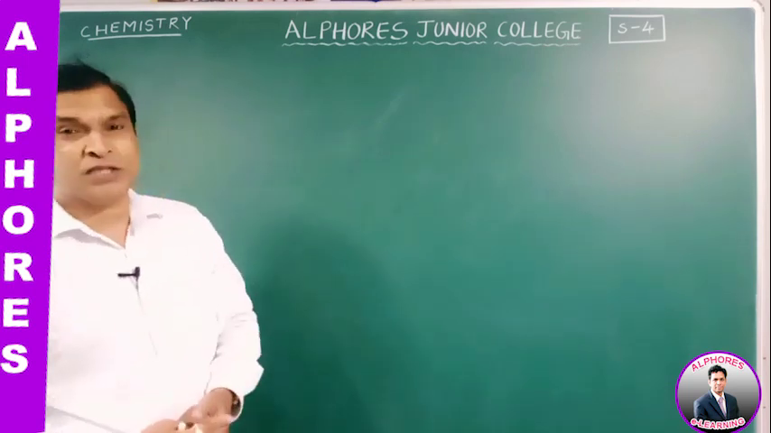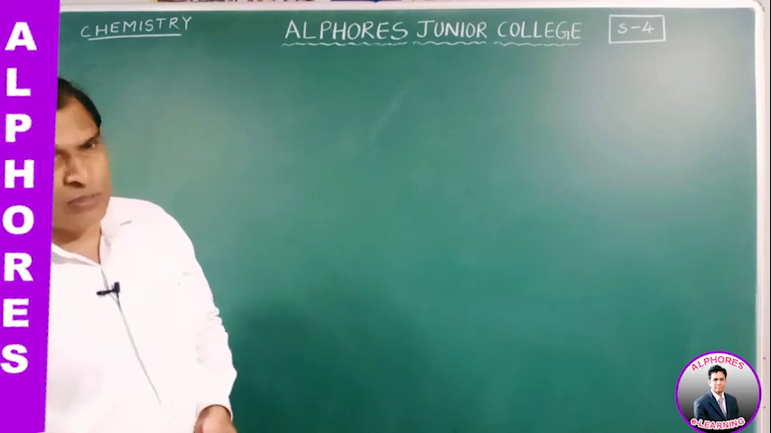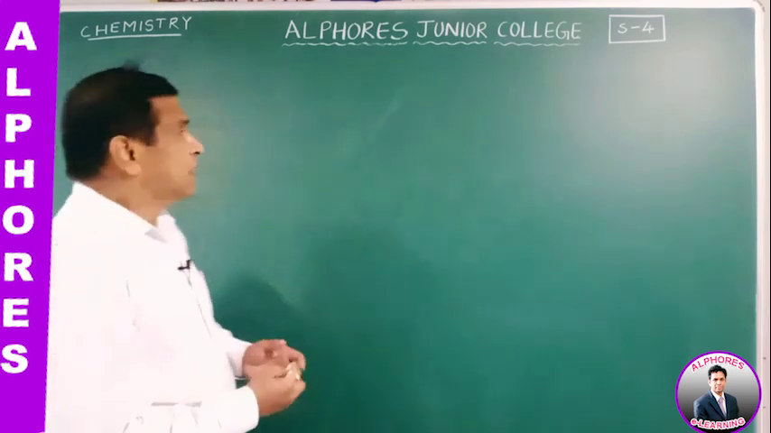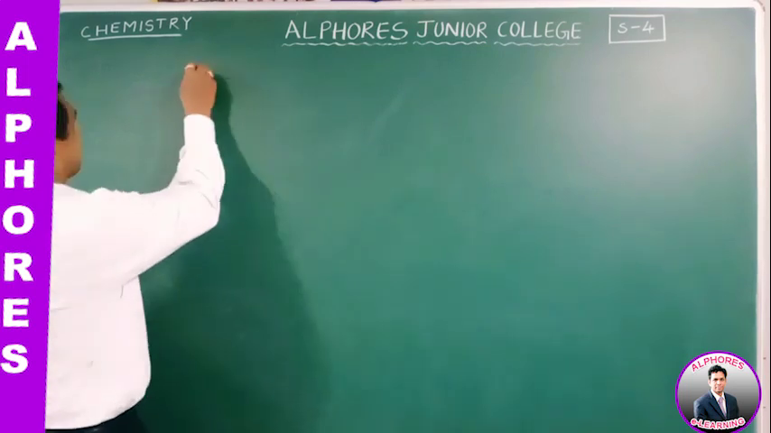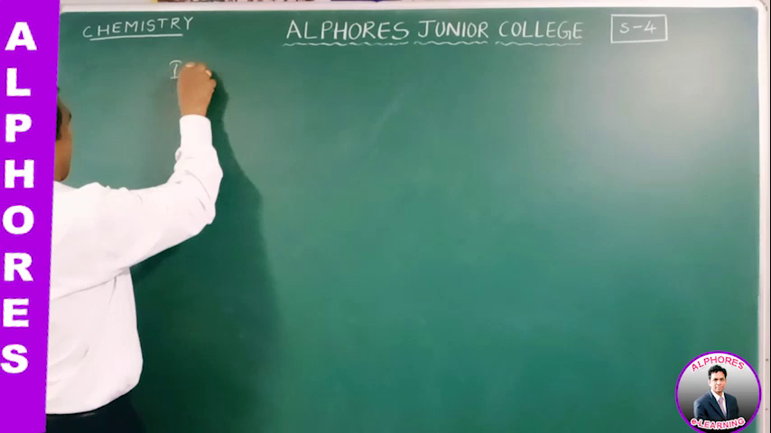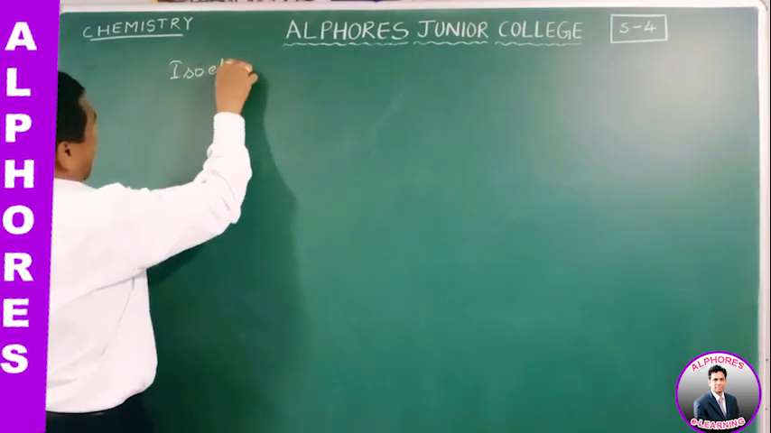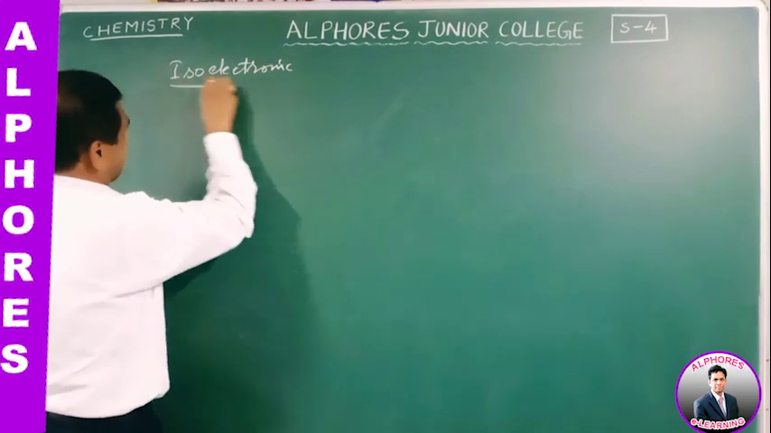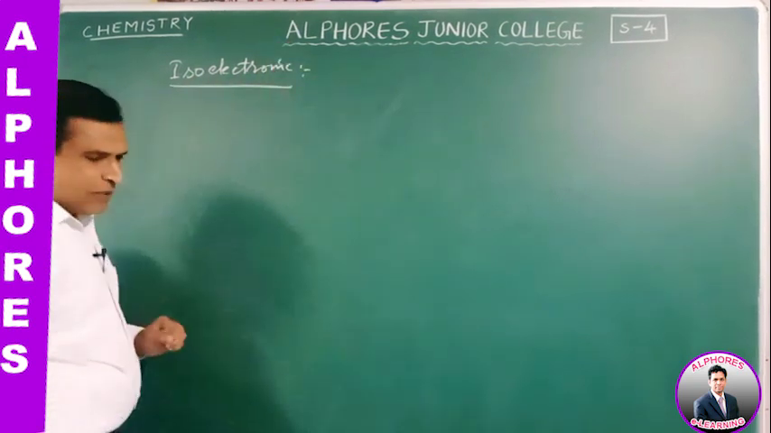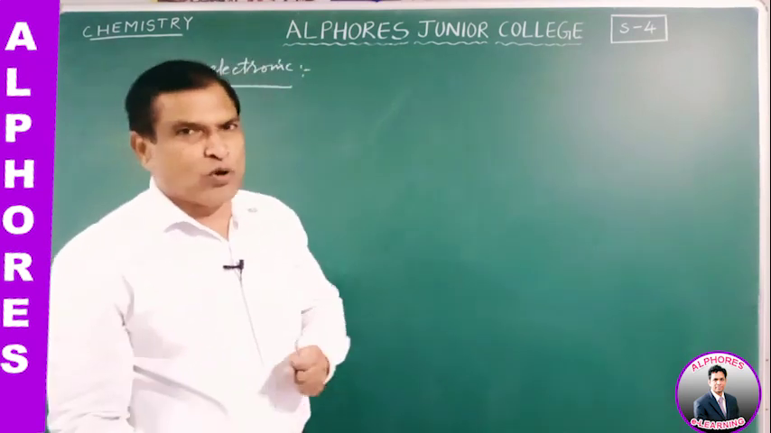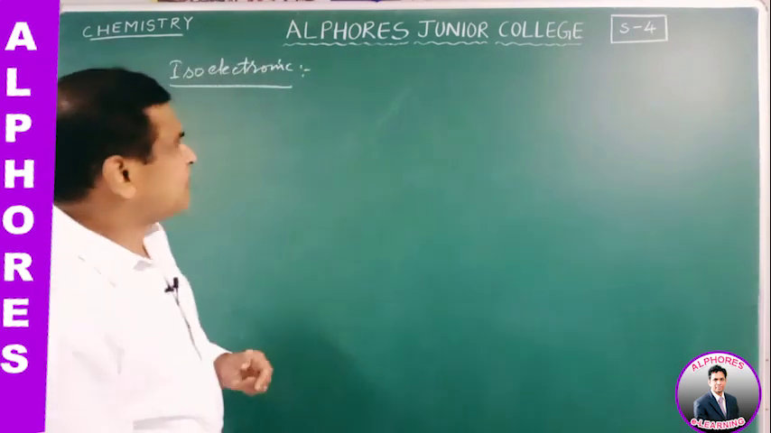So today, session 4, chemistry e-learning program. In this session, we will discuss isoelectronic species. What is that isoelectronic species? The species containing the same number of electrons are called isoelectronic species.